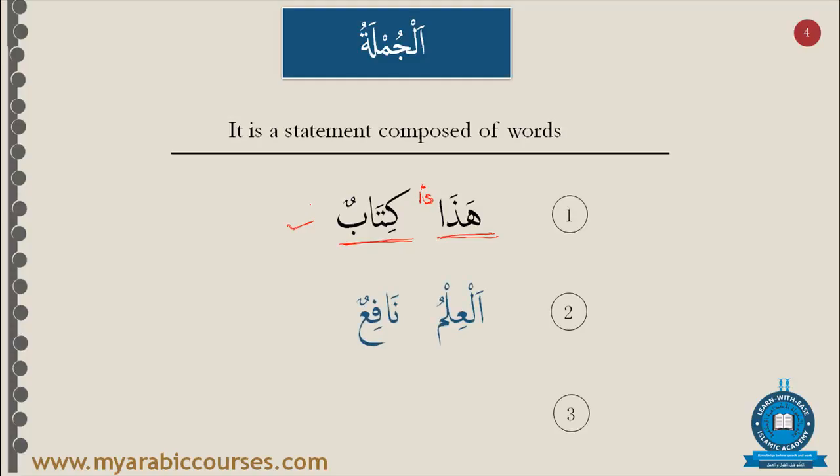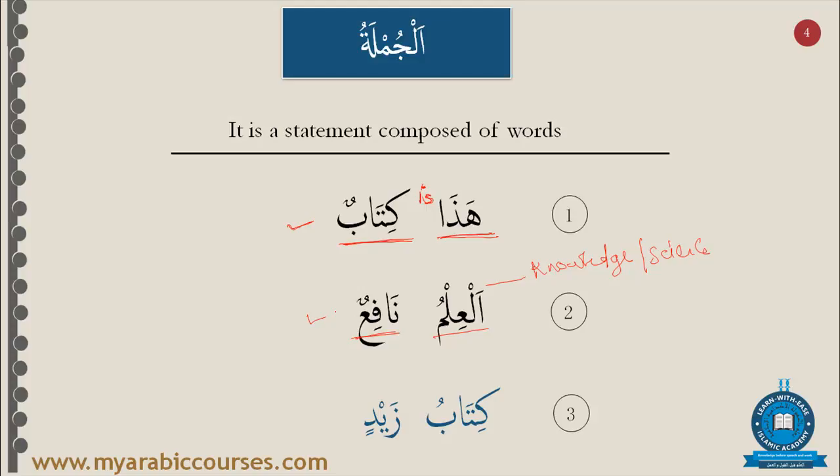The next example is al-ilmu nafi'. Repeat after me. Al-ilmu nafi'. Al-ilmu means knowledge, or you say science. Nafi' means beneficial. So this particular sentence is also what is called al-jumlah in Arabic language.